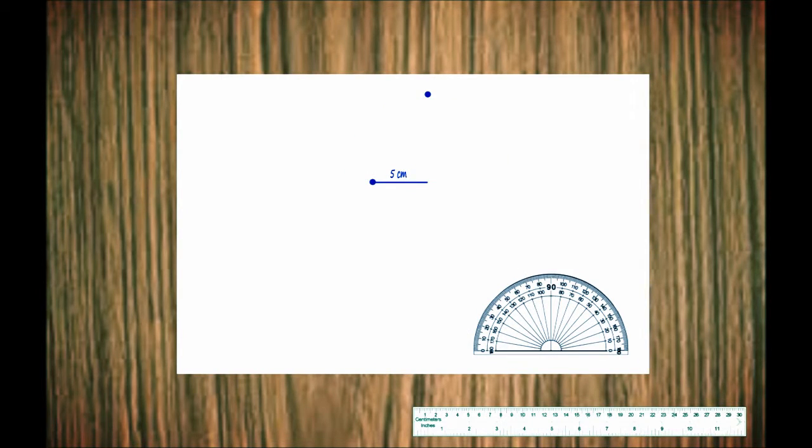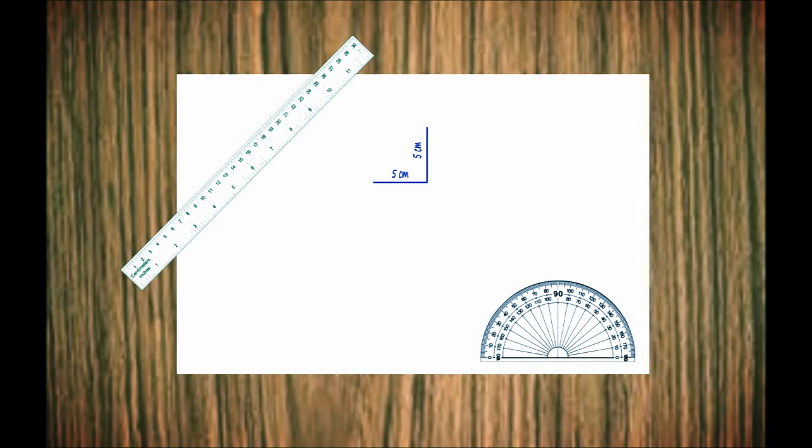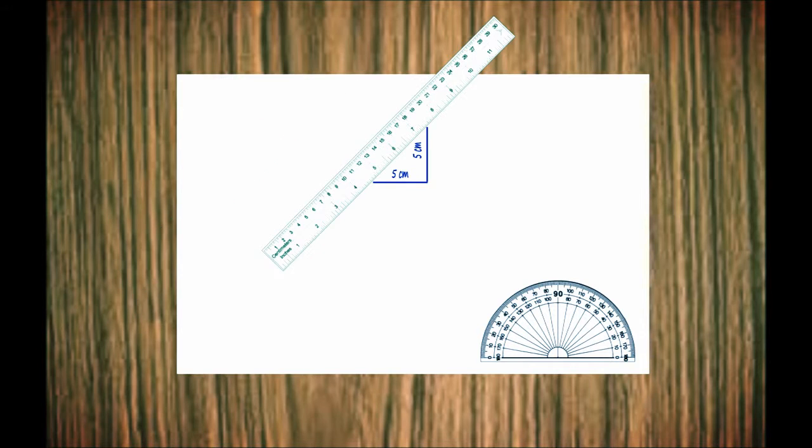Use the end of the line as your starting point and the 90-degree mark as your guide. Draw a 5 centimeter line toward the 90-degree mark. Label it 5 centimeters. You've just created a right angle. Using the ends of both lines as guides, draw a line to create your first triangle.